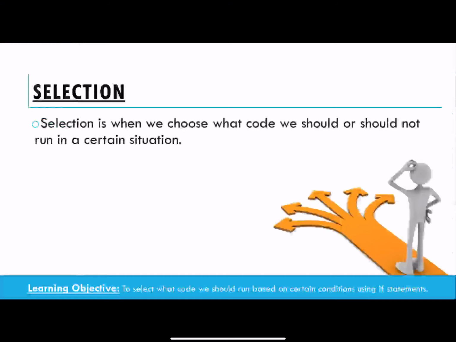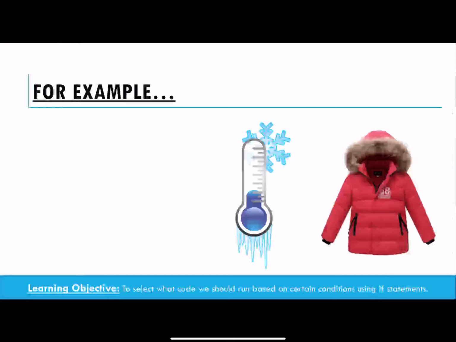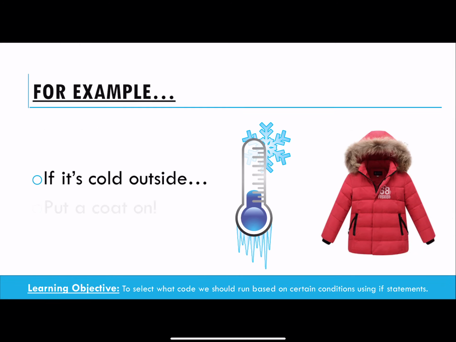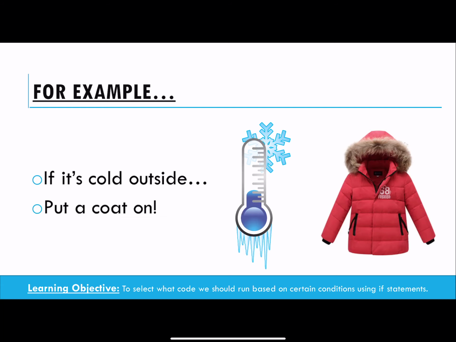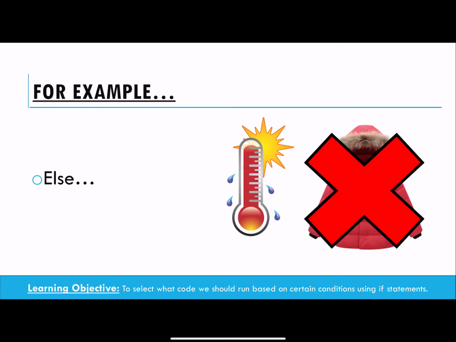Selection is when we choose what to do in a certain situation, or specifically with code, choose what code to run based on a certain condition. So in real life, we do this all the time. For example, if it's cold outside, we'd put a coat on because otherwise we'll be cold, wouldn't we? But we wouldn't do that if it's hot, so else don't put a coat on. So if it's cold, put a coat on, else it must be hot outside, so we're not going to put a coat on. I know it's a random example, but it makes the point.